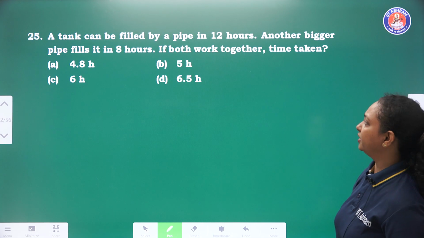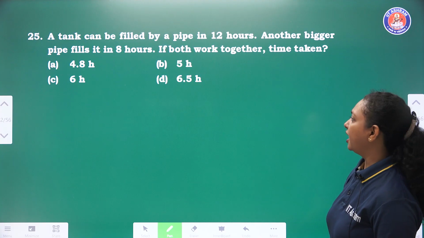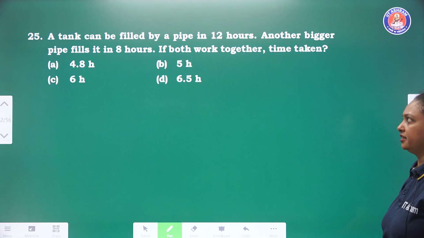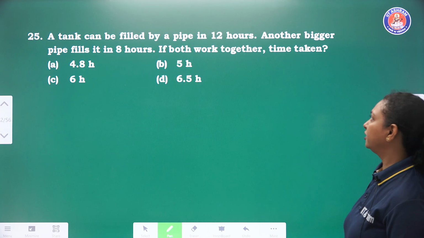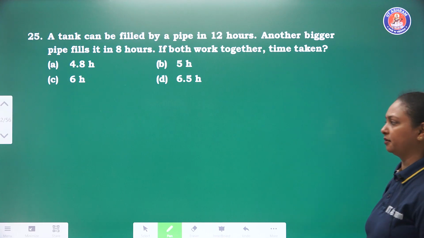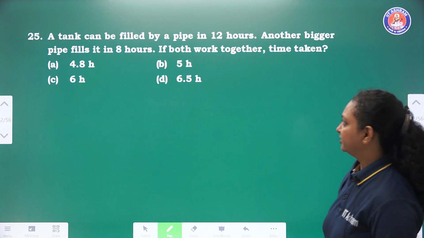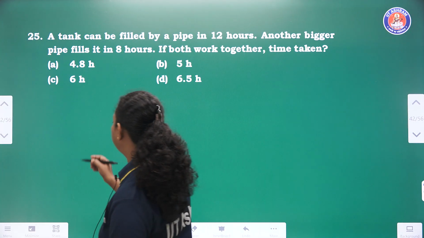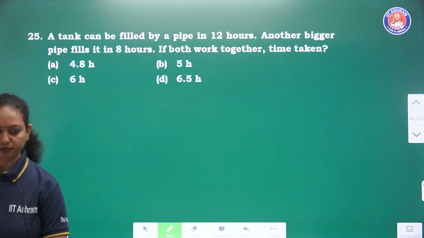A tank can be filled by a pipe in 12 hours. Another bigger pipe fills it in 8 hours. If both work together, time taken by them is what? So, it is also of the inverse proportion.